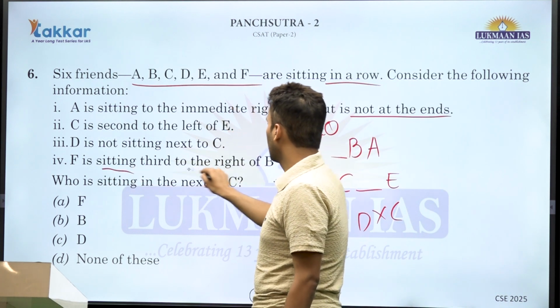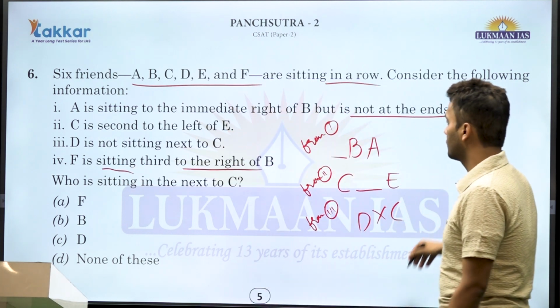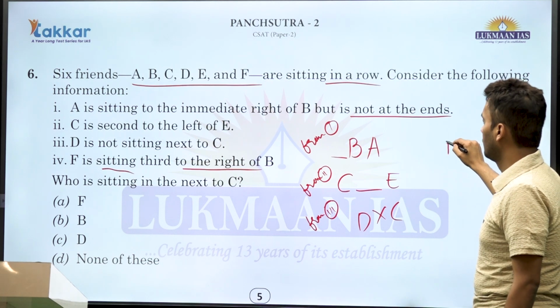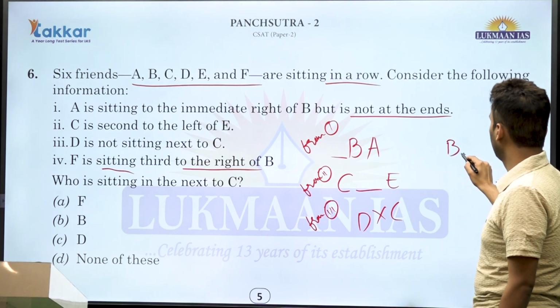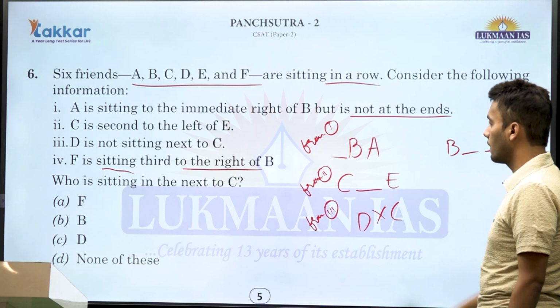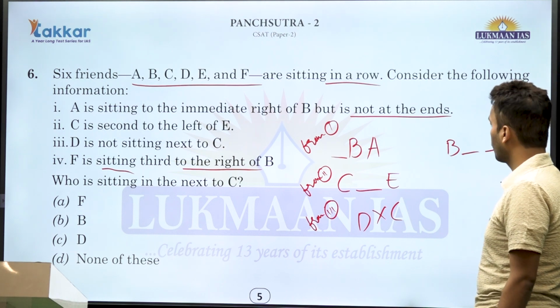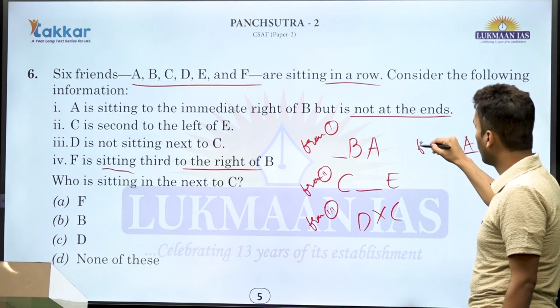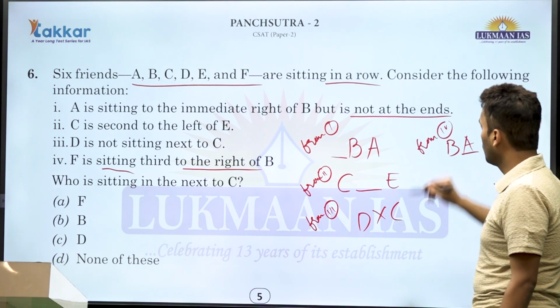F is sitting third to the right of B. That means there is B, there is somebody in front of B, there is one more space, and then there is F. But from 1 we know in front of B is A. So from 4 we got this.